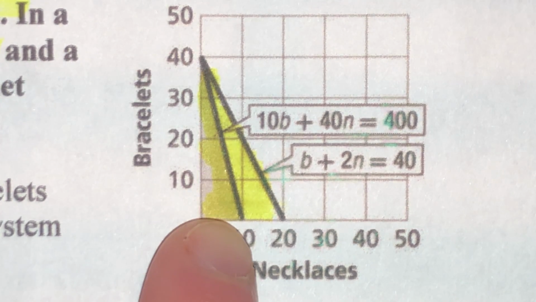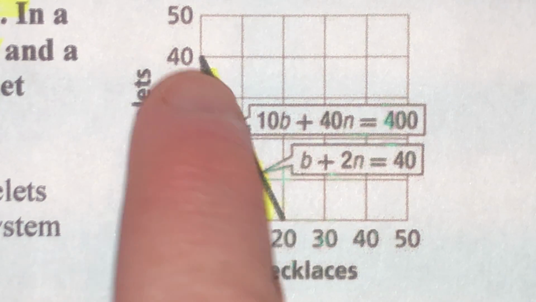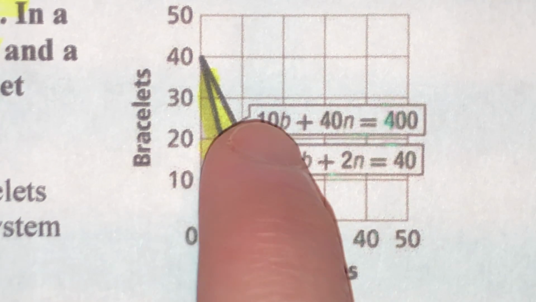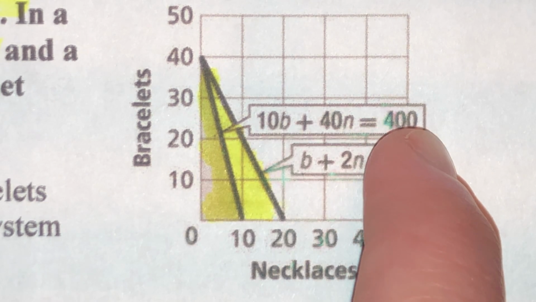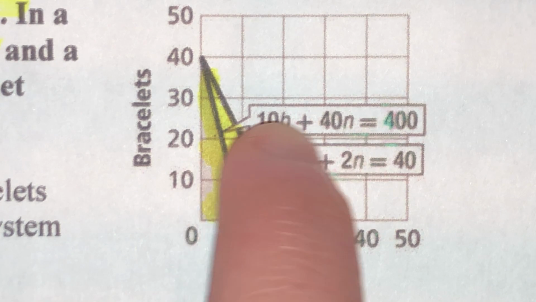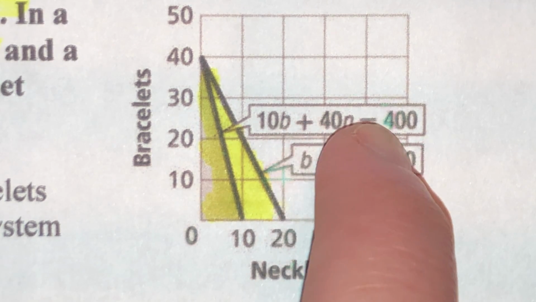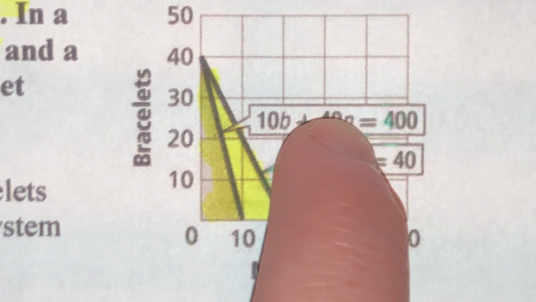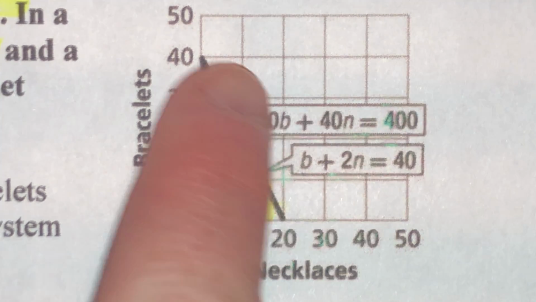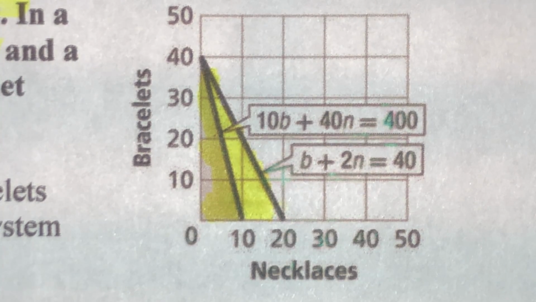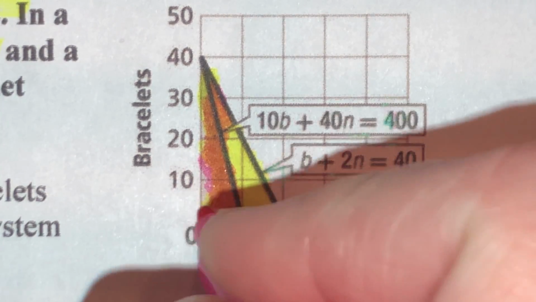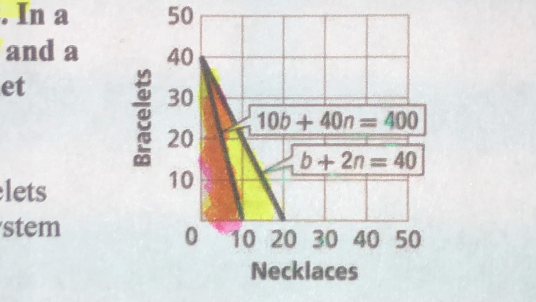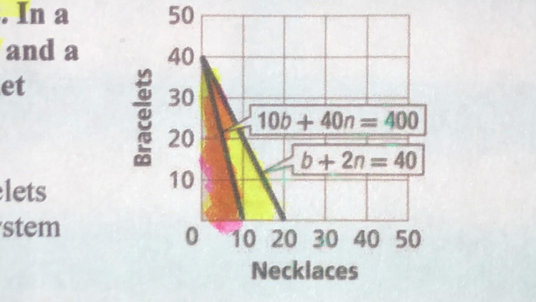And then we have this other little skinny triangle, and that line right there is 10b plus 40n equals 400. That represents how many gems we can use. 10 per bracelet plus 40 per necklace, and you only have 400 to use, so that has to either be less than 400 or equal to 400. So there's our line, and anything below that is all the possible combinations, depending on how many bracelets you use and how many necklaces you make to know how many gems you used.